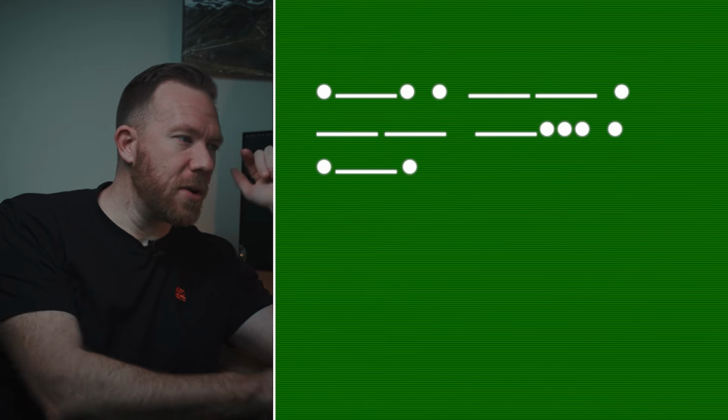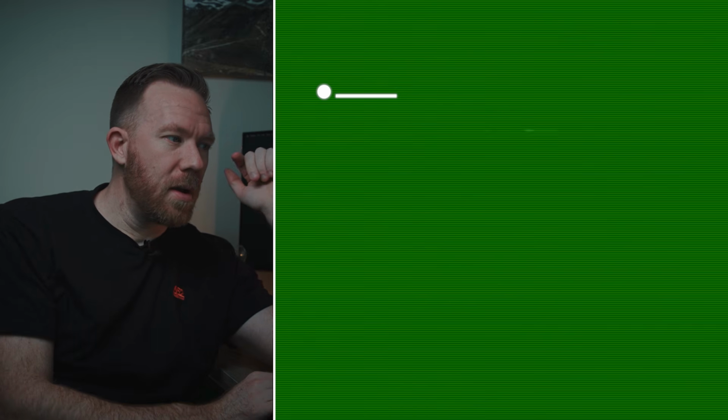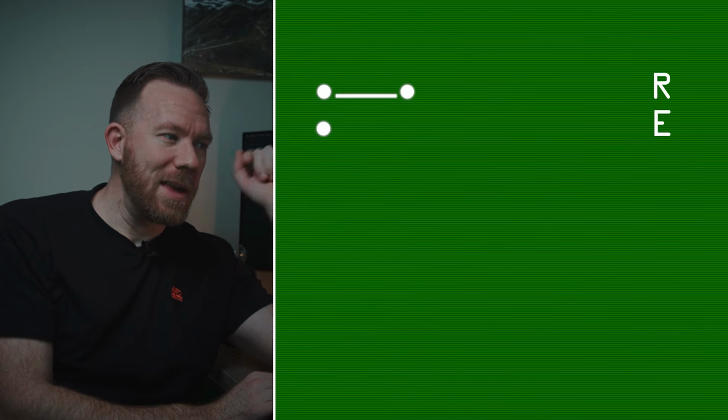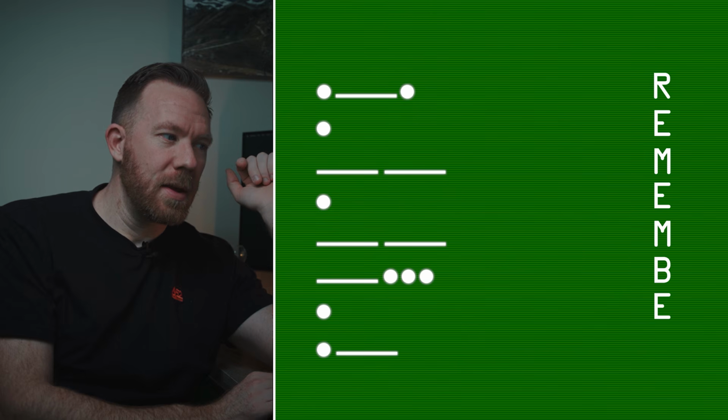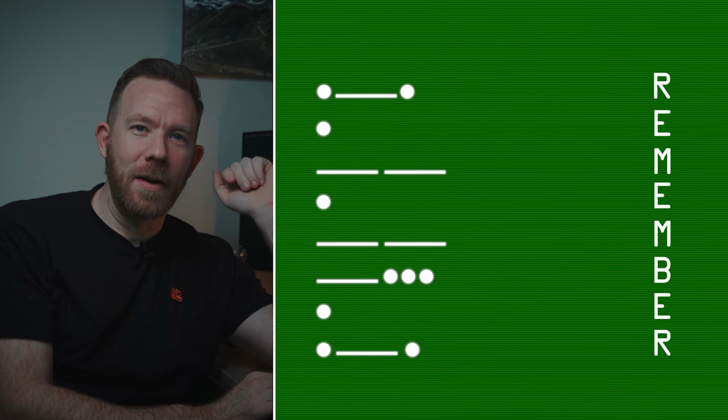Did you get that? Let's decode it together. R, E, M, E, M, B, E, R. Remember. All right, let's do a few more and see if you can decode them on your own.